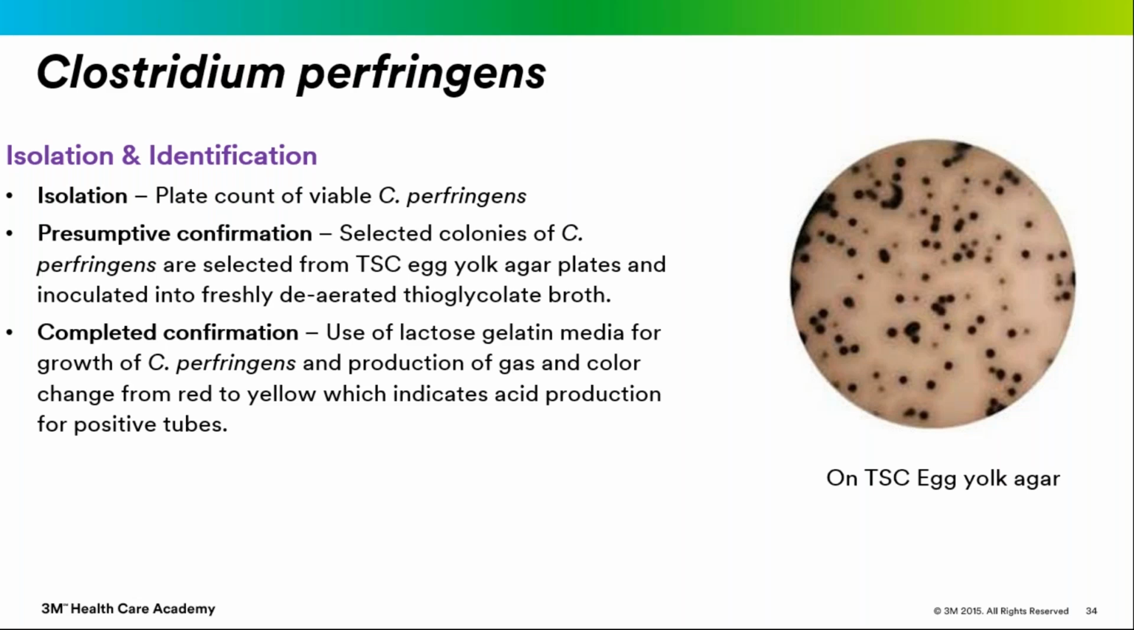Use of lactose gelatin media for growth of Clostridium perfringens, and production of gas and color change from red to yellow, which indicates acid production for the positive tubes.